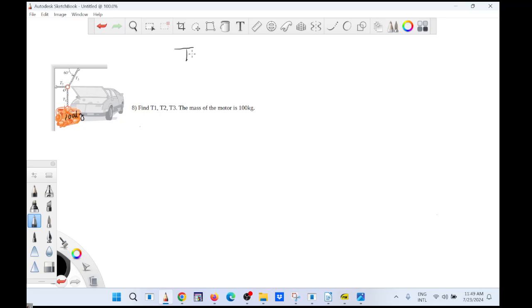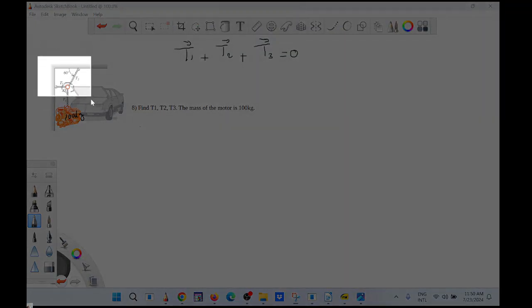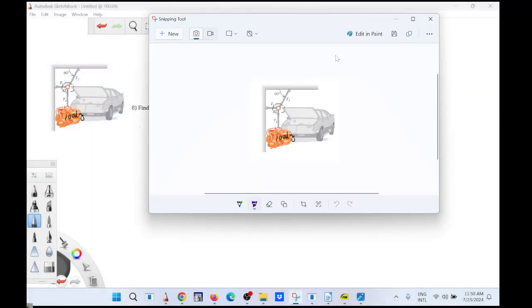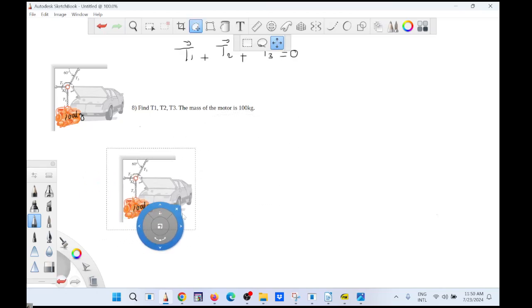So that means T1, so it's a vector sum, T1 plus T2 plus T3 equals 0 if you consider this system here. Okay? So I'm going to consider this system here. So let's see what's going on. You always have to define the system that you are working on.